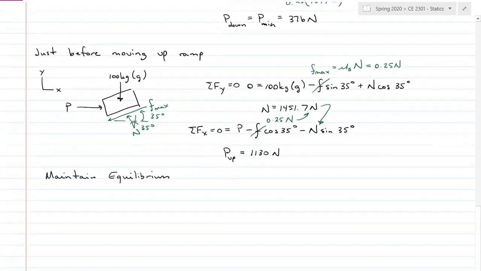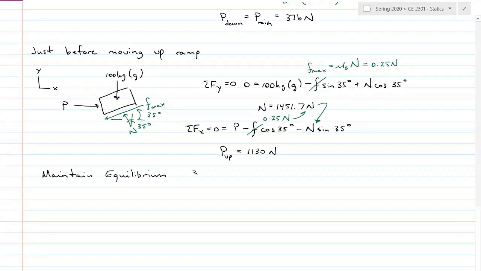So to maintain equilibrium, I need to push somewhere between 376 newtons and 1130 newtons. Okay, and I could put equal signs there. Somewhere between that to keep the block from moving anywhere.